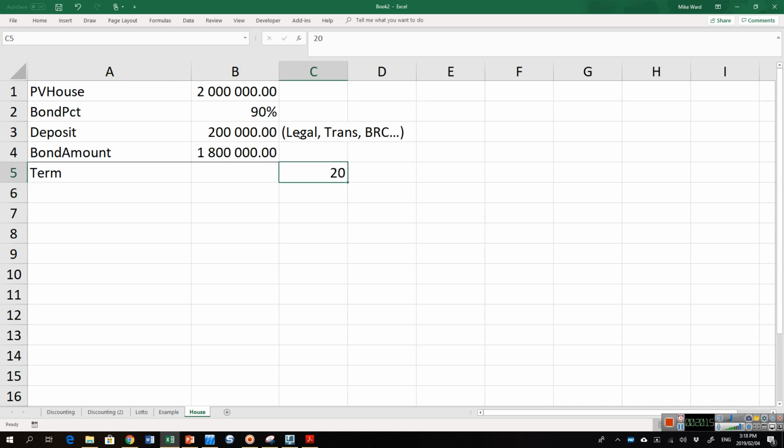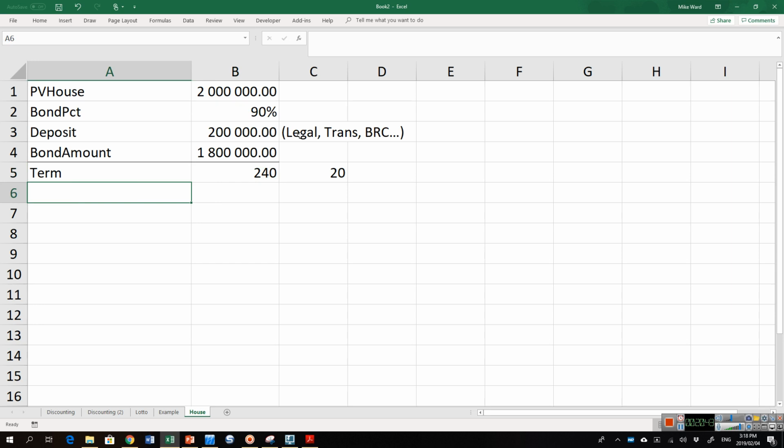Now you'll notice I'm putting the 20 on the side here because you and I know that although it's 20 years, we pay this bond off monthly. So we are always interested when we do these kind of calculations in the number of periods that we actually are going to be paying the money over. So that'll be equal to that times 12. So we'll have 240 months where we have to pay off this bond.